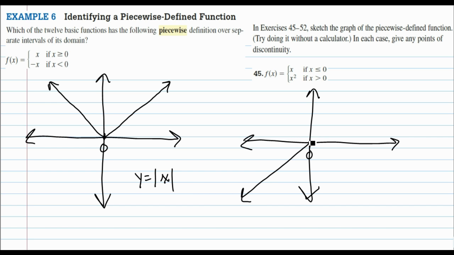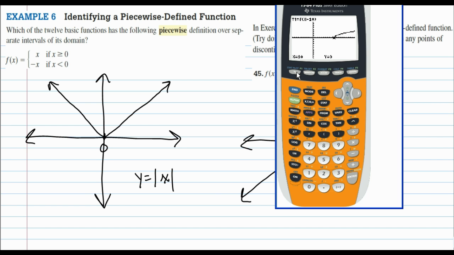right at the y-axis. The second piece of this function is the function y equals x squared, which is defined after the y-axis, where the x values are bigger than 0. That's your basic parabola that goes through the origin. So this is a sketch of the piecewise function defined in number 45.